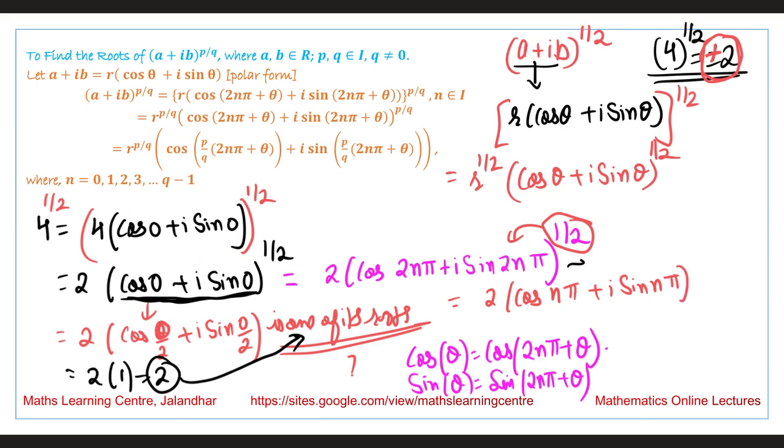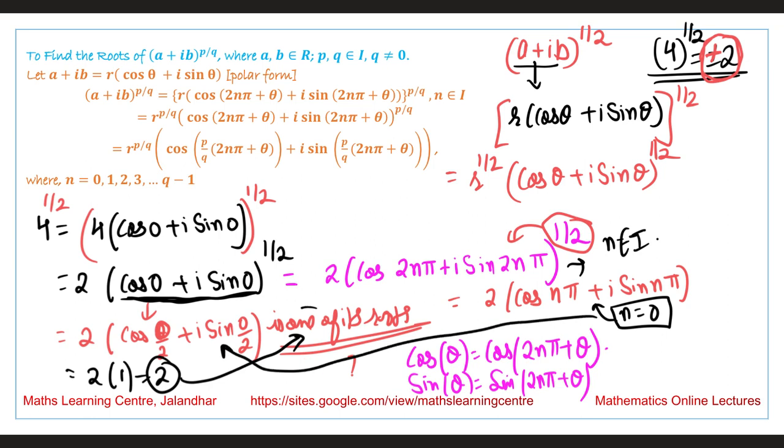What are the values of n over here? We can substitute n belonging to the set of integers. Now, if we substitute different values of n, if we substitute n is equal to 0, we obtain the first answer, one of its roots. Next, if we substitute n is equal to 1, we obtain 2 times cos pi plus iota sine pi, and the value I will obtain is minus 2. So this is why we are getting plus minus 2 over here.